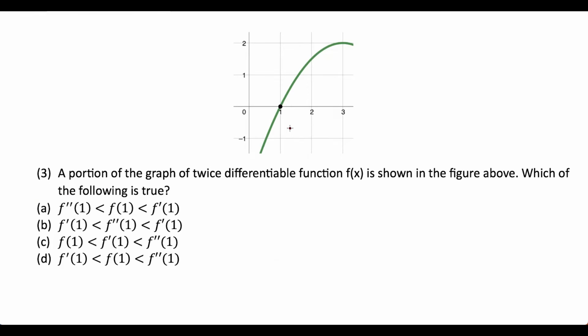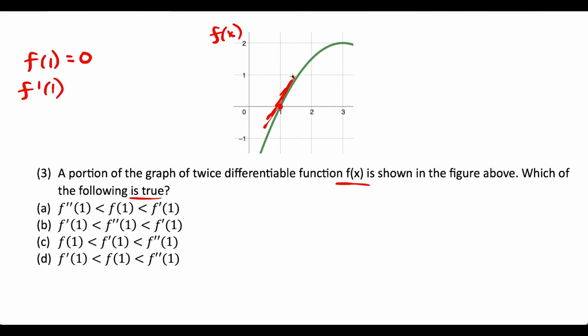So question 3, we have a portion of the graph of f of x, and f of x is twice differentiable, and we want to know which of the following statements is true here. And we have a statement about f prime and f double prime. So we have to know the difference between all of them. Well, if I just look at f of 1 first, notice f of 1 is the function value, which is the y value at x equals 1, which is 0. And then f prime of 1 would be the slope of the line tangent to the graph at x equals 1.